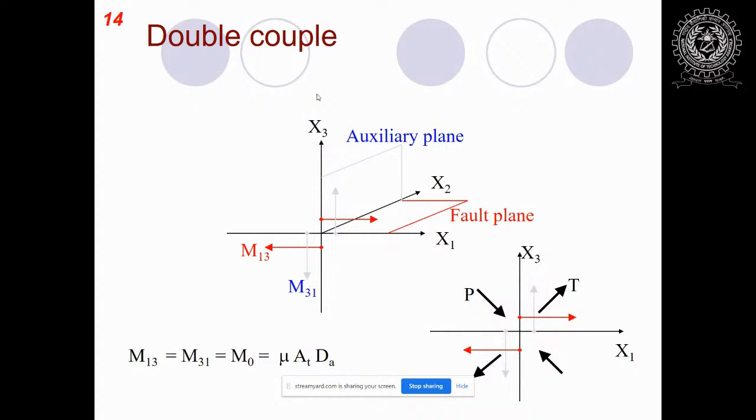So this slide shows a very simple double couple from which scalar seismic moment can be determined using a very simple formula, which is M naught is equal to mu A D, where mu is the rigidity, A is the area, and D is the displacement produced due to the earthquake.